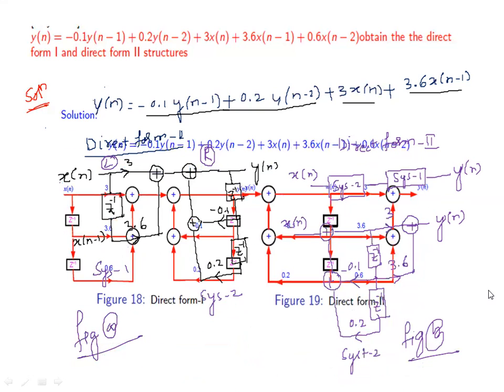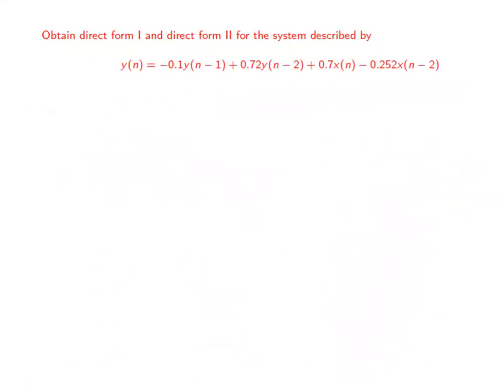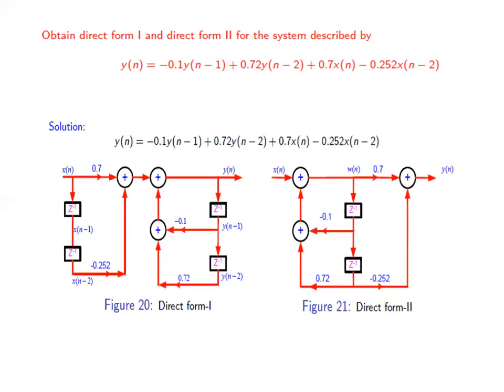Then let us move to the next one. This is one more equation which we have. So this is the answer for this particular question. Obtain direct form 1 and direct form 2 for the system described. It is given y of n equals minus 0.1 y of n minus 1. So this is the same as the previous case.